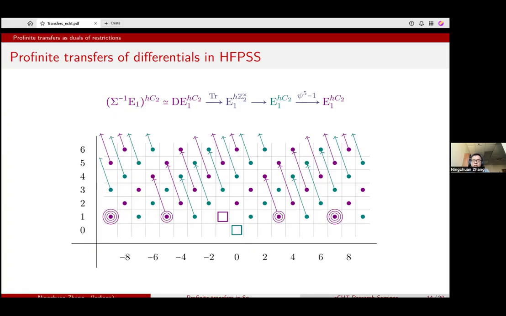Except there is a slight caveat: there are some extension problems on the E-infinity page. Say here there is an extension problem. And that's another way I want to showcase how these transfer maps might potentially be useful in computing the profinite descent spectral sequences at higher chromatic heights.